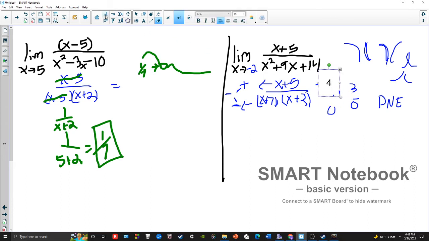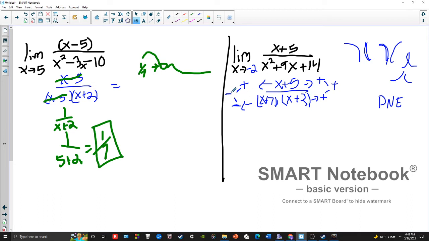If I plug in numbers that are more than negative 2, what happens? So if I plug in let's say negative 1, because again, it's more than negative 2. So if I plug in negative 1 on top, I get a positive 4, so positive. If I plug in negative 1 on bottom, negative 1 plus 7 is 6. Negative 1 plus 2 is 1, rather. 6 times 1 is 6. It's going to be another positive number. So I'm going to end up getting a positive number overall. A positive number divided by a positive number is still a positive number.